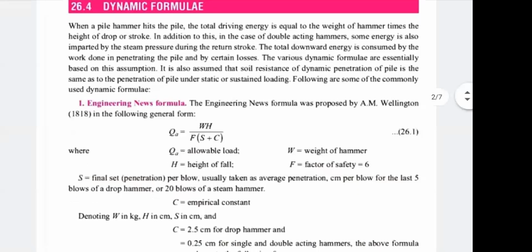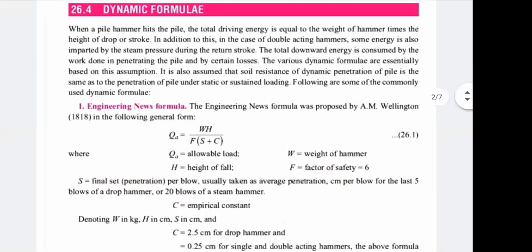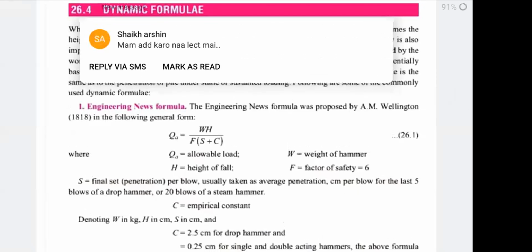The following are the commonly used dynamic formulae which are used to determine the load carrying capacity of your pile. The first one is the Engineering News formula. The Engineering News formula was proposed by A.M. Wellington in 1888 in the following general form: QA equals WH divided by F times (S plus C). We will define the terms one by one. QA is the allowable load, for which you will need to drop the hammer on your pile from the desired height.